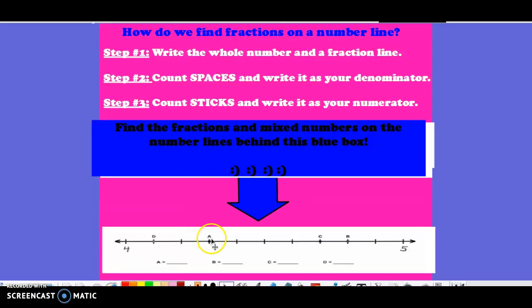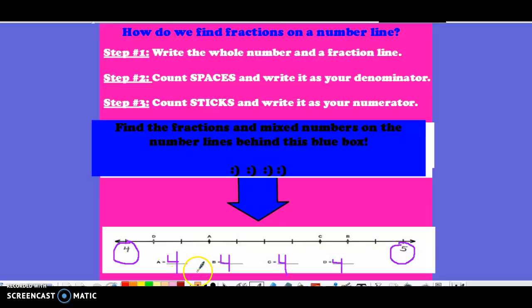If I wanted to determine where A, B, C, and D were, I first need to take a look at step 1. Step 1 says write the whole number. So I need to locate the whole number, which I am circling in purple now. That means my mixed numbers are going to start with the whole number of 4, because on this number line, I start with 4 and I go all the way to 5, which means right away I know that every single one of these answers is going to have a whole number of 4. So go ahead and write that down, circle it, put a heart around it, any design that you want, because this is a mixed number that starts with a whole number of 4.